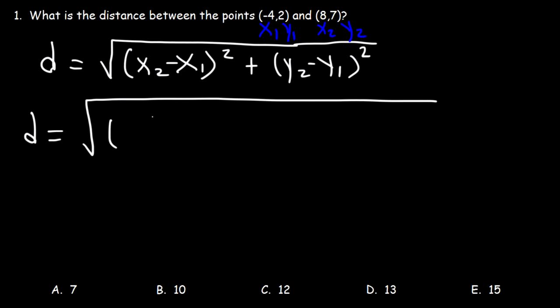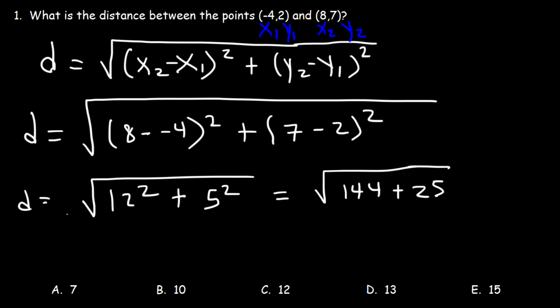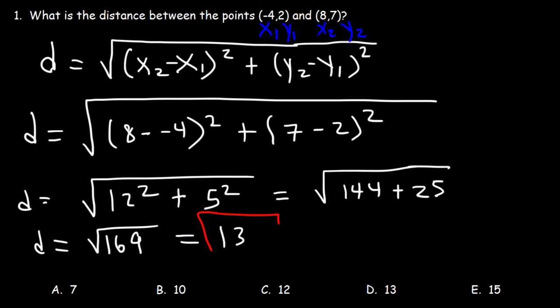So now we just have to plug everything into that equation. x2 minus x1, that's going to be 8 minus -4, squared. y2, which is 7, minus y1, which is 2, squared. Now 8 minus -4 is the same as 8 plus 4, so this becomes 12 squared. And 7 minus 2 is 5. 12 squared is 144. 5 squared is 5 times 5, which is 25. 144 plus 25, that's 169. And the square root of 169 is 13, so this is the answer. So answer choice D is the right answer.